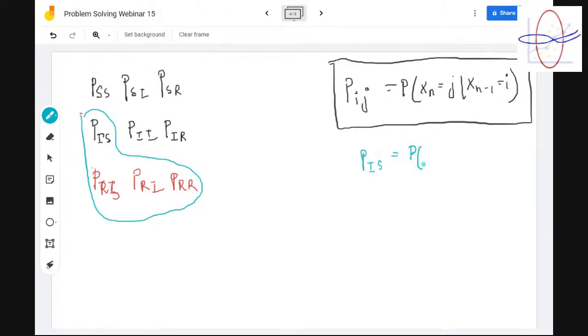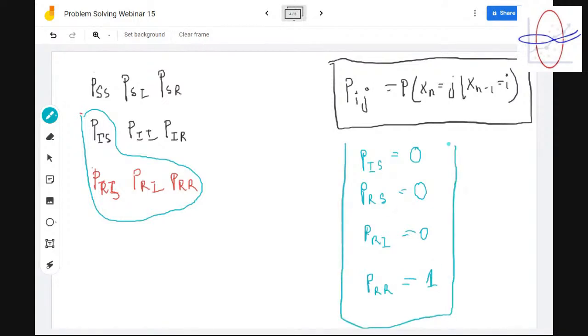What is PIS? That is the probability that Xn is susceptible given infected before. It must be zero, right? Yes, sir. From infected one cannot go back to susceptible. So PIS is equal to zero. PRS, the probability of going from recovered to susceptible, is zero. PRI is zero, and PRR is one. So this is the basic idea about these probabilities.